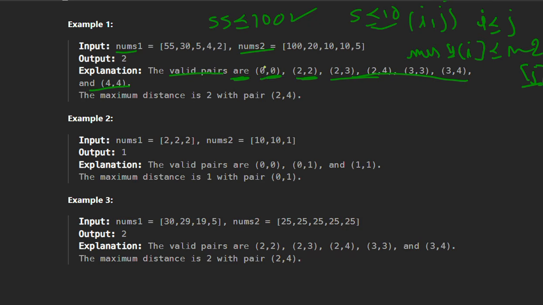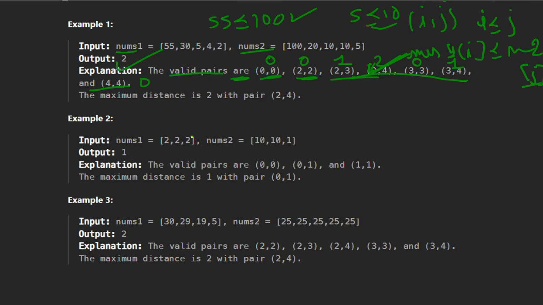Now if you find the distance of all the valid pairs, the distance is 0 minus 0, which is 0, 2 minus 2 is again 0, 3 minus 2 is 1, 4 minus 2 is 2, 4 minus 3 is 1, and 4 minus 4 is 0. So which one has the maximum distance? This pair has the maximum distance, so the answer is 2.